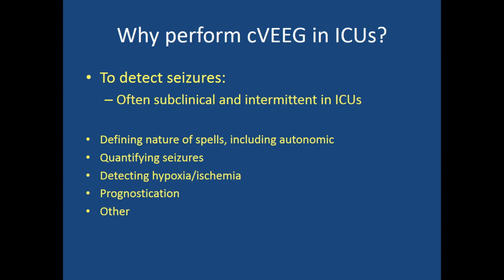Why perform continuous video EEG monitoring in ICUs? Just because often subclinical seizures are intermittent. They help define the nature of the spell, including automatisms. We can better prognosticate.